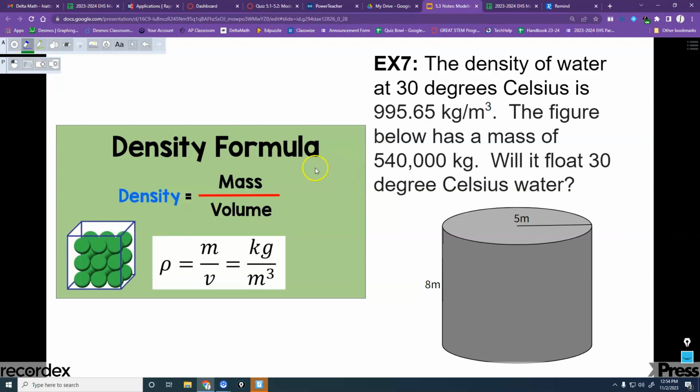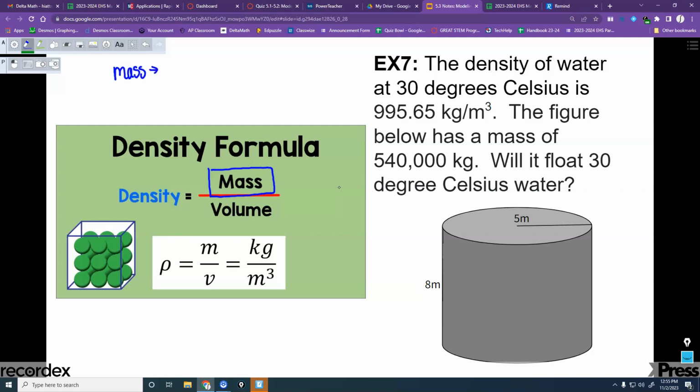So let's look at density from more of a scientific sort of standpoint. Density can be really important. Before we talk about density, we need to talk a little bit about this word right here, mass. Okay, so your mass is typically going to be measured in kilograms or grams, most likely.